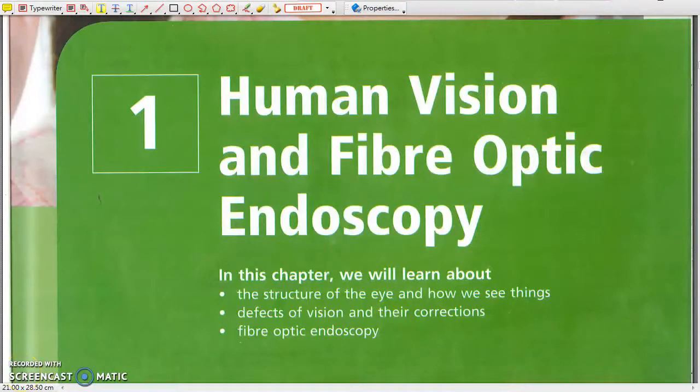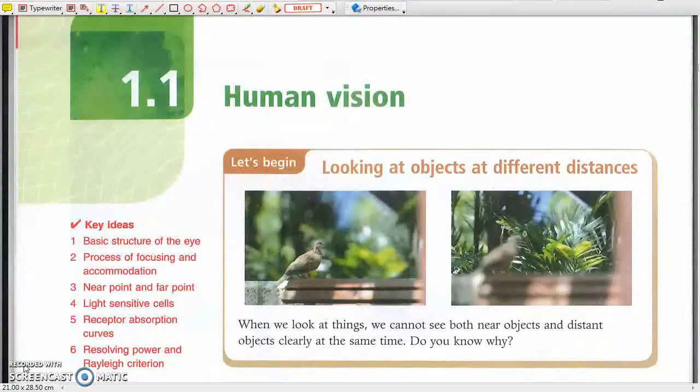Chapter 1. Human Vision and Fiber Optic Endoscopy. 1.1. Human Vision. Let's begin. Looking at objects at different distances.